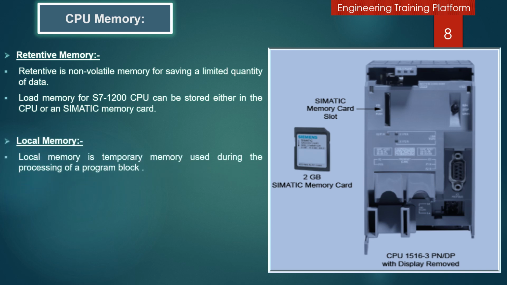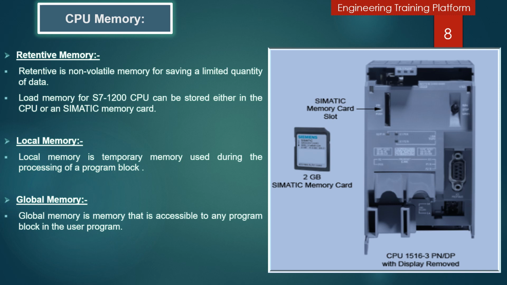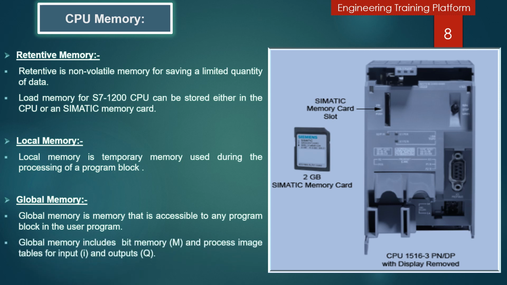Local memory is temporary memory used during the processing of a program block. Global memory is memory that is accessible to any program block in the user program. And global memory includes bit memory and image tables for input and output.